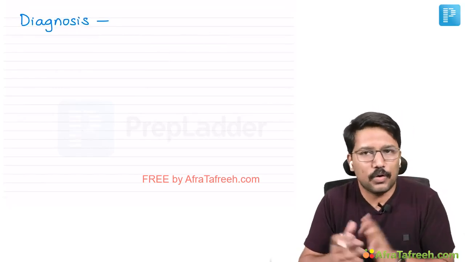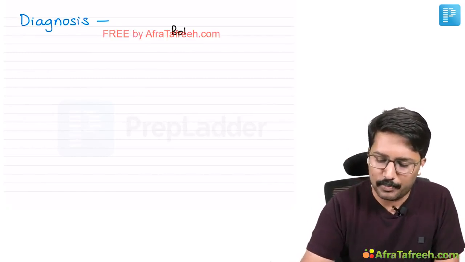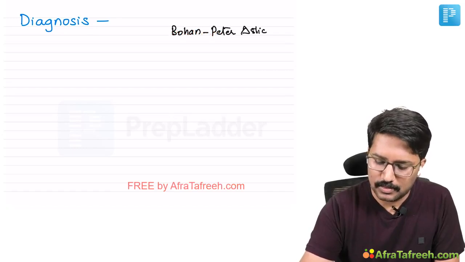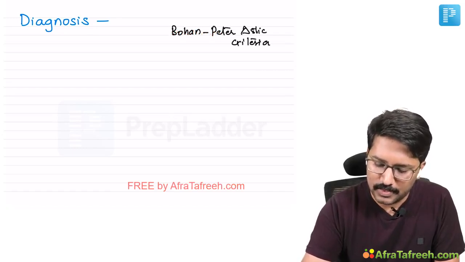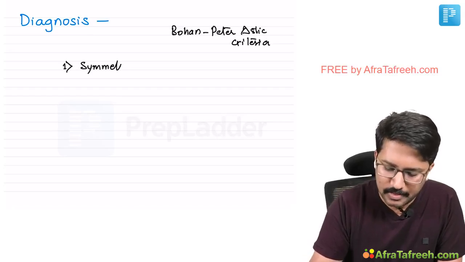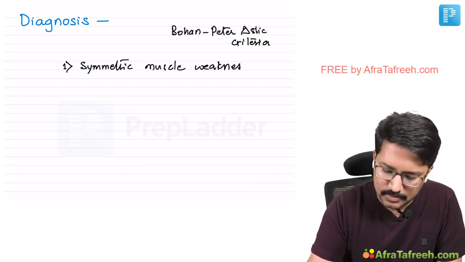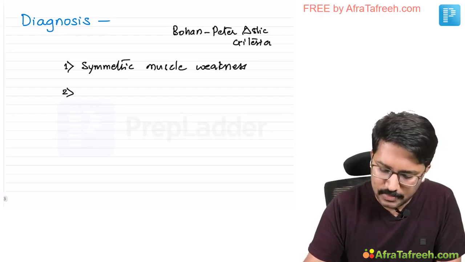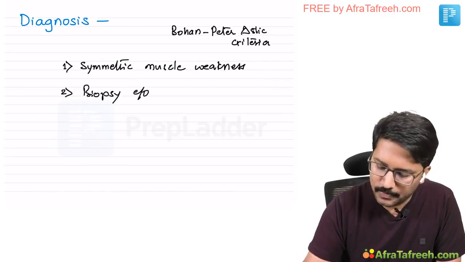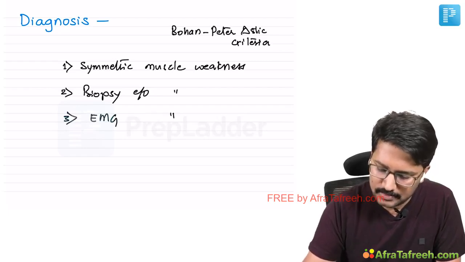Now coming to diagnosis, what do we need for the diagnosis? Traditionally, for many years we used to follow the Bohan and Peter diagnostic criteria. According to this, we required five things. The first thing that we needed was the presence of symmetric muscle weakness. Then the second and third things were biopsy evidence consistent with the diagnosis, or the EMG findings consistent with the diagnosis.